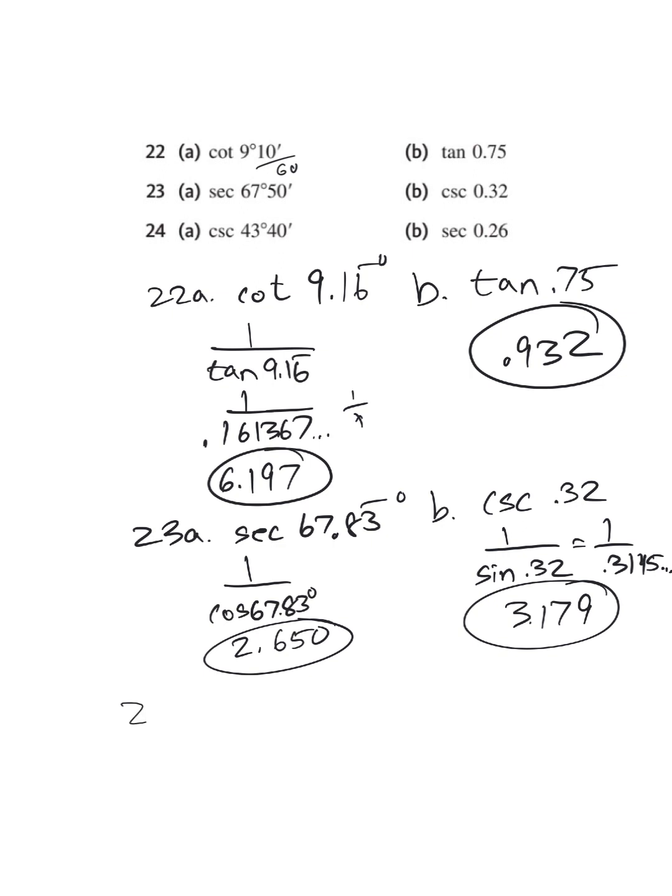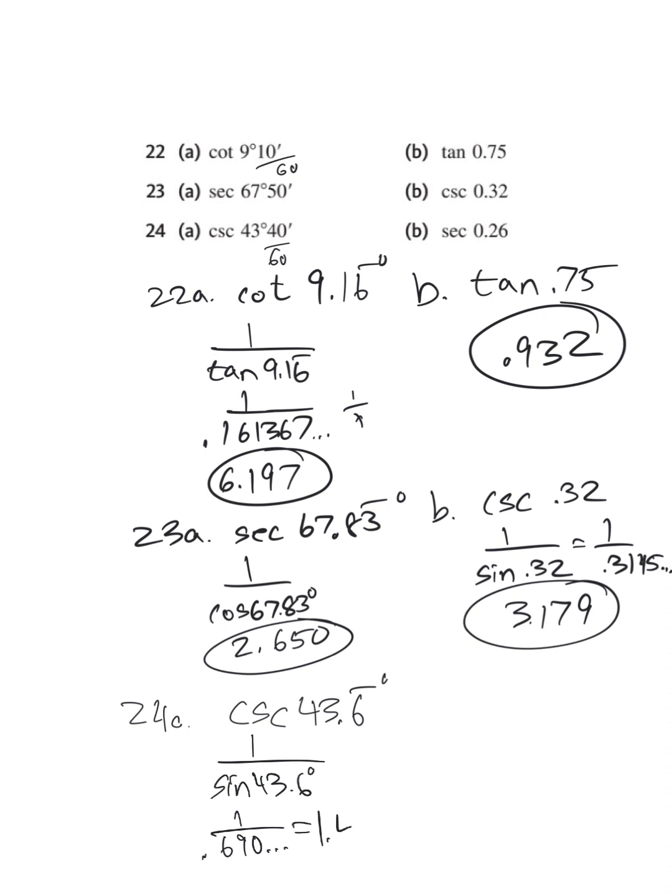Okay? And 24a, cosecant again of 43 point, take 40 divided by 60. It should be 0.6 repeating. This is in degrees. Cosecant goes with sine, so take 1 over the sine of 43.6 degrees. So now make sure you're in degree mode. Again, I keep forgetting this. Don't you do the same thing as me. 43.6 repeating. The sine of that is going to be 0.690, blah, blah, blah. Hit the 1 over x key, and the answer should be 1.448.